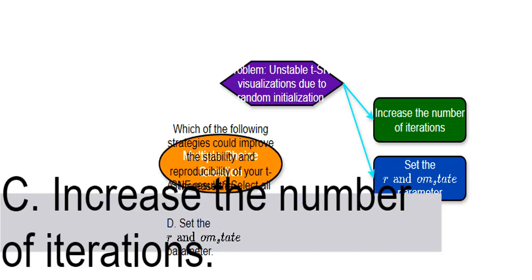I recommend this because more iterations give the TSNE algorithm more chances to settle on a good solution, thus reducing the impact of the random starting point. It's like giving a puzzle solver more time. They're more likely to find the best solution.